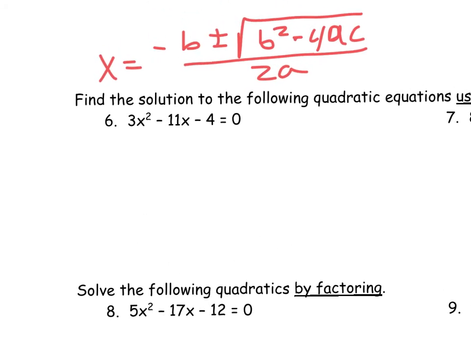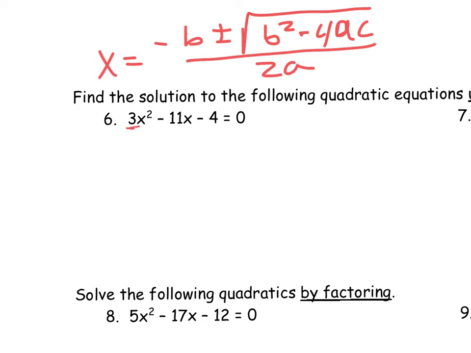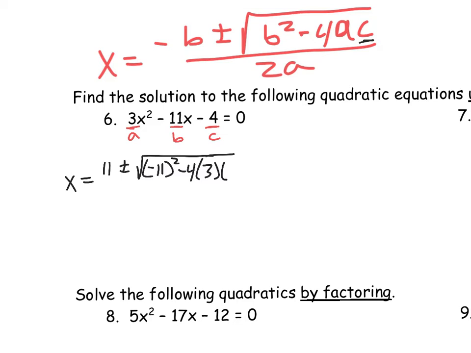So what's your a, b, and c? Well, a is in front of x squared, so this is my a, this is my b, and negative 4 is my c. So we're going to go x equals negative b. Well, you take the opposite of b. Well, if b is negative 11, we want positive 11, plus or minus the square root of negative 11 squared. Make sure you put it in parentheses. Minus 4 times a is 3 times c, right here, is negative 4. Right there, all over 2a, which is 2 times 3.